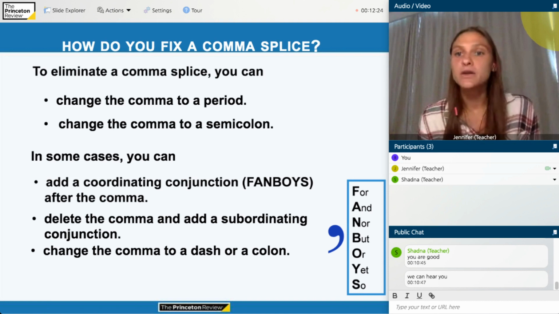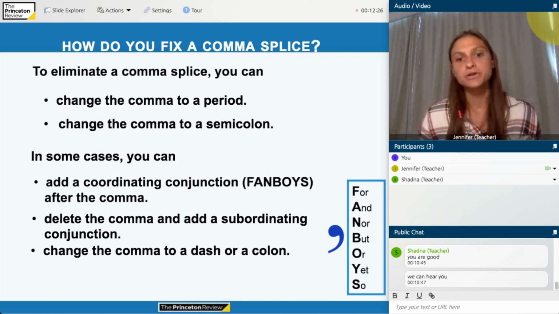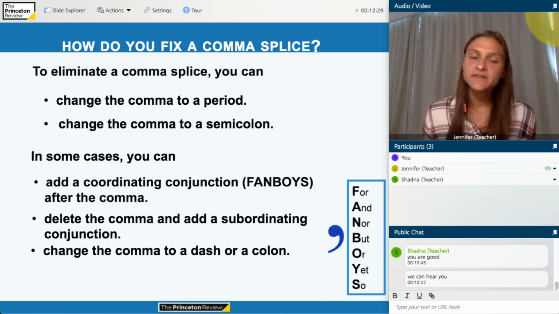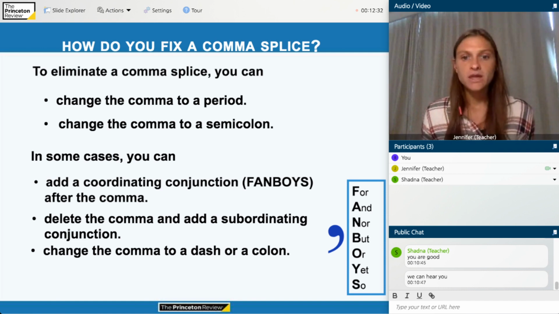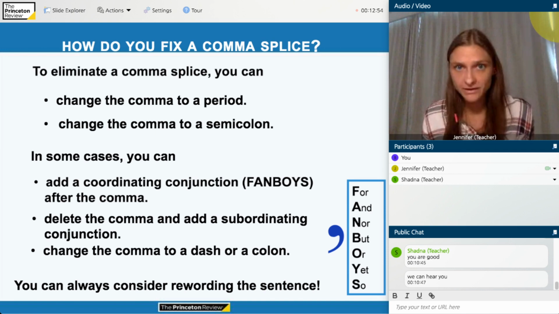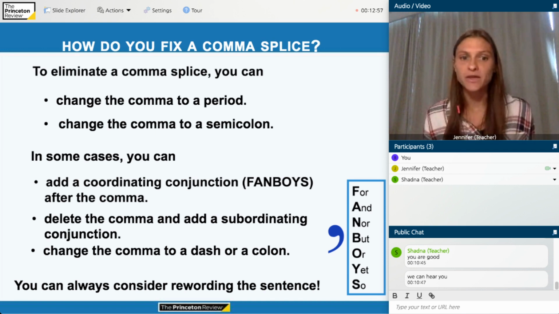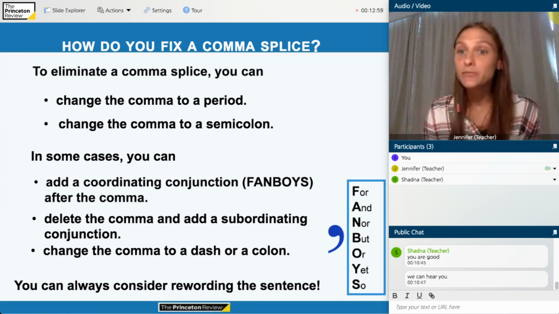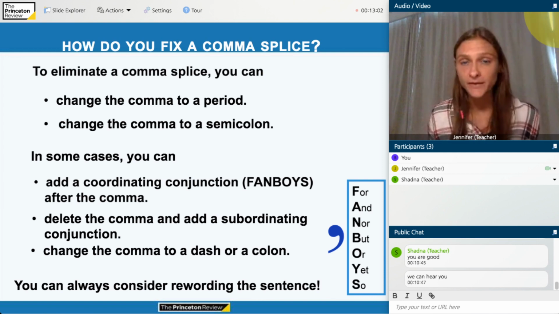And then another thing that you can do in some cases is use a colon or a dash instead of the comma if the two independent clauses have some kind of relationship. More specifically, it's ideal if the second part of the sentence is some kind of explanation related to the first one. So this last one is less common, but it is an option. And of course, you always have the option to just rewrite the sentence if you identify that you've got two complete ideas separated by a comma. That's the nice thing about writing. We can change up so many different things. There are lots of different ways of saying the same thing.